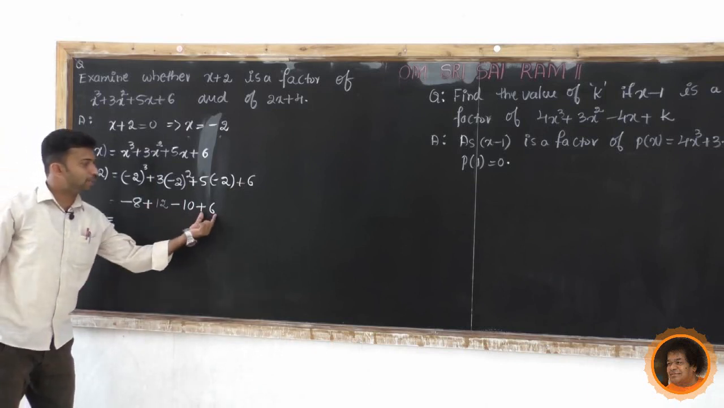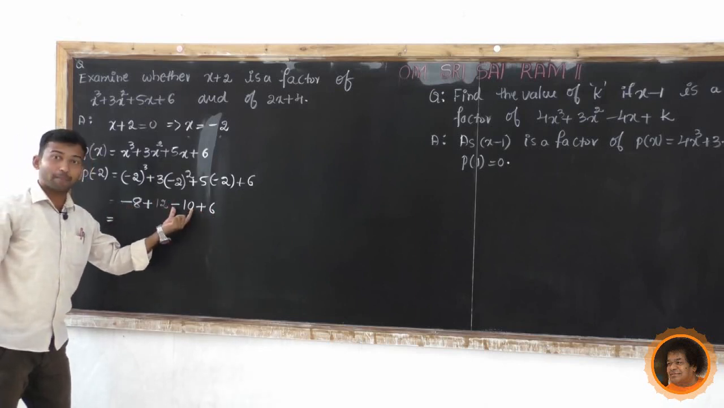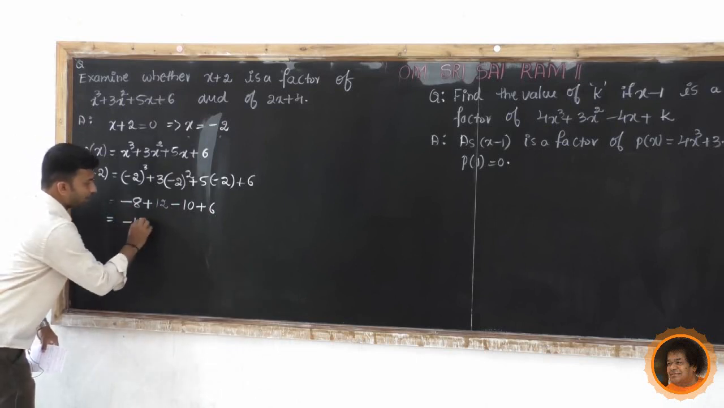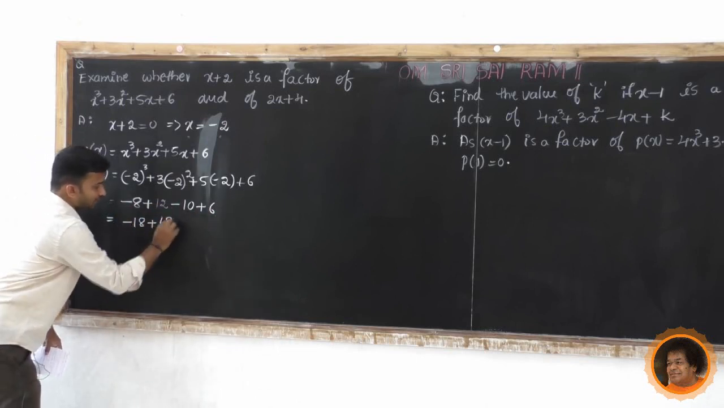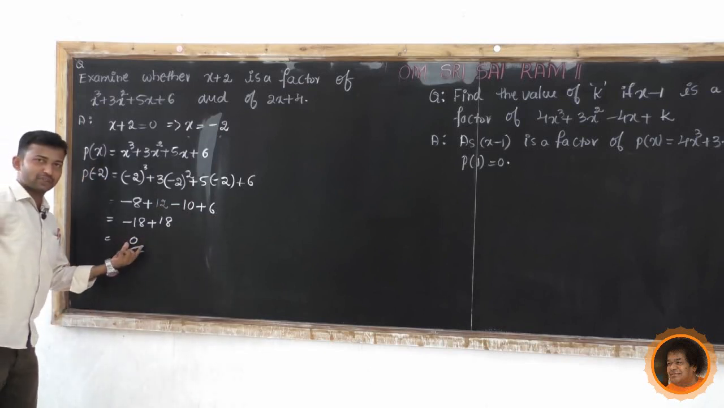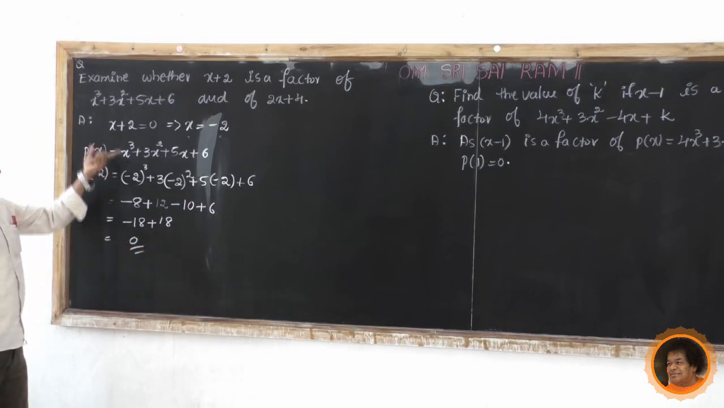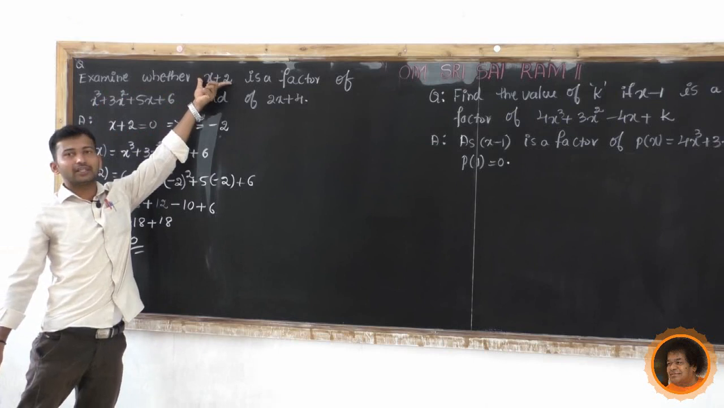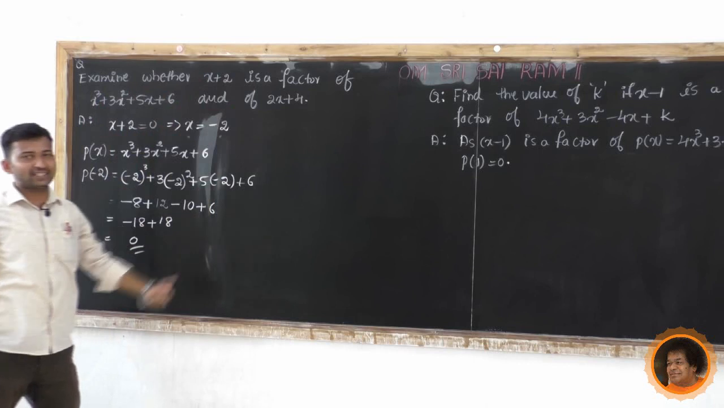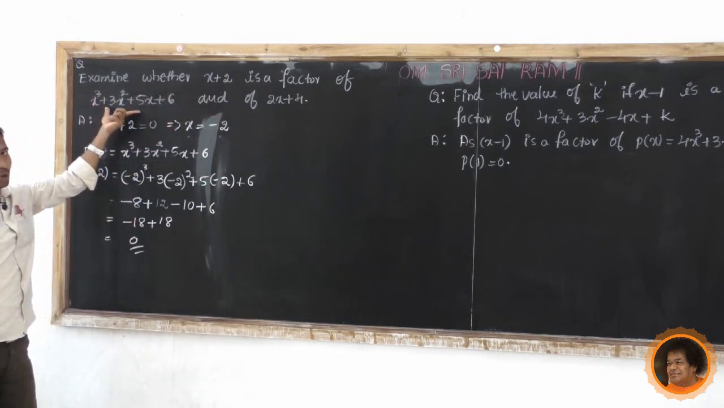Plus 12 plus 6, plus 18, minus 10, minus 18. Therefore, minus 18 plus 18, the answer is 0, which means that 0 is the remainder of the polynomial p of x when divided by the divisor x plus 2. So we say that x plus 2 is a factor of the polynomial.